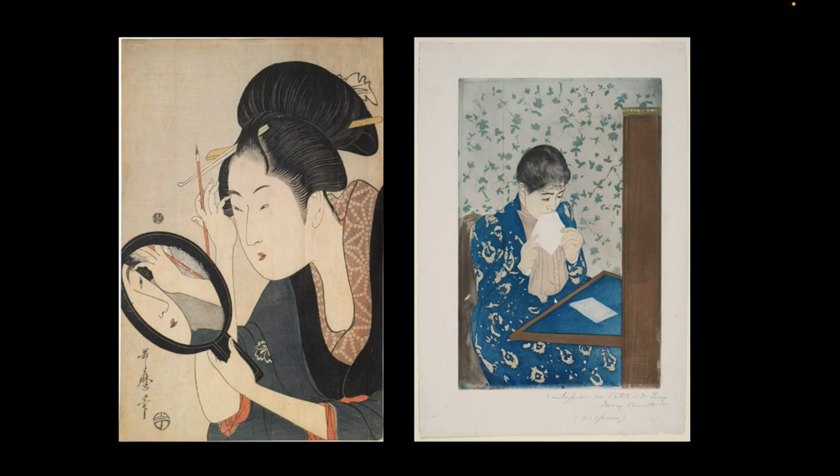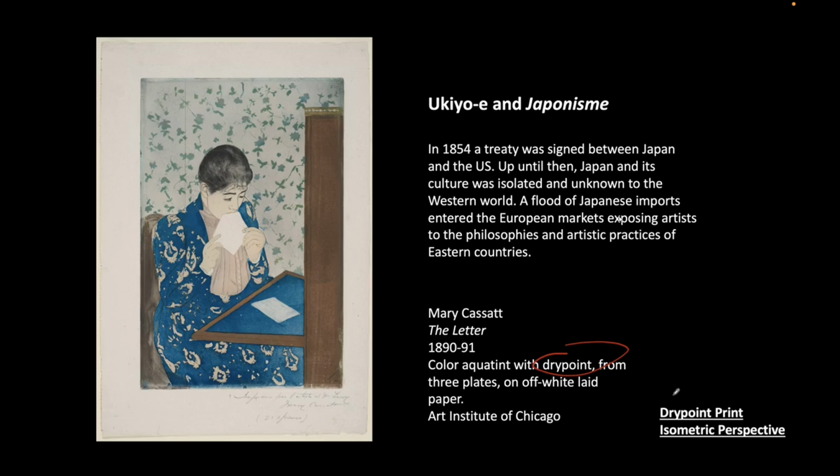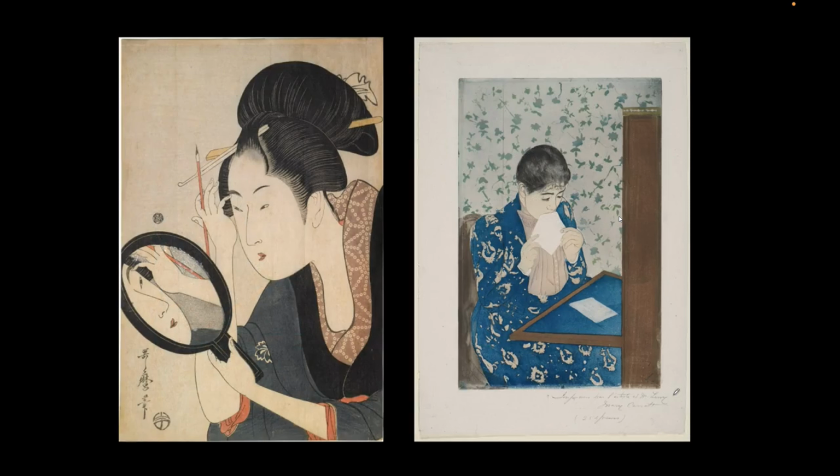And Mary Cassatt is appropriating the isometric perspective, this blocky style. She was a painter, but she's using drypoint, which is a type of printmaking. It's not relief printing, it's actually intaglio, which is a different process, but still using the same idea of reproduction and reproducibility, and also a focus on this everyday depiction of life.